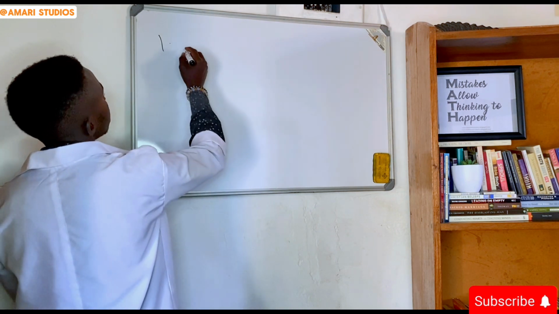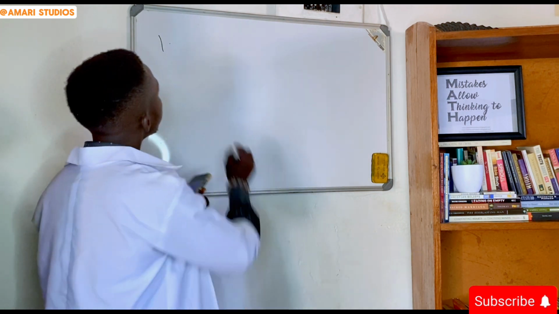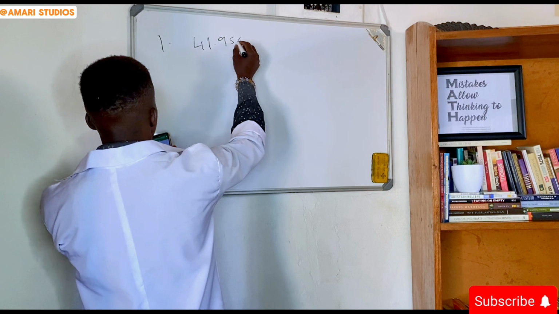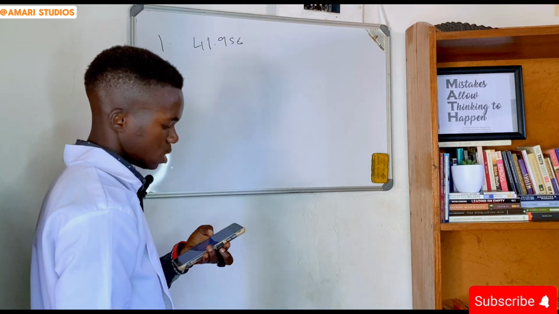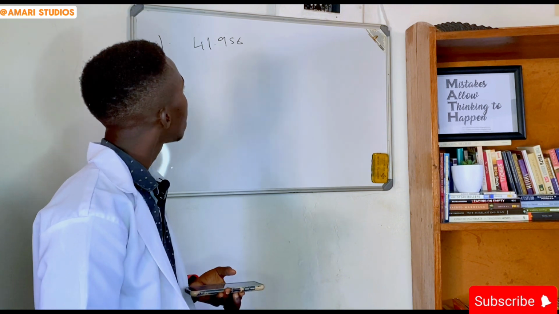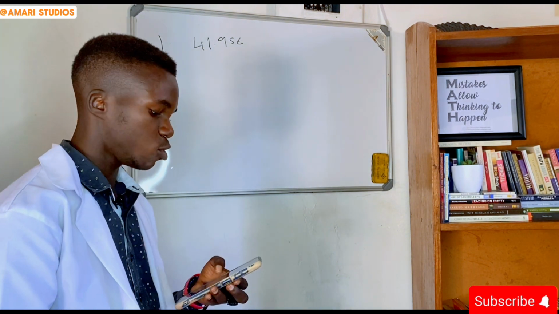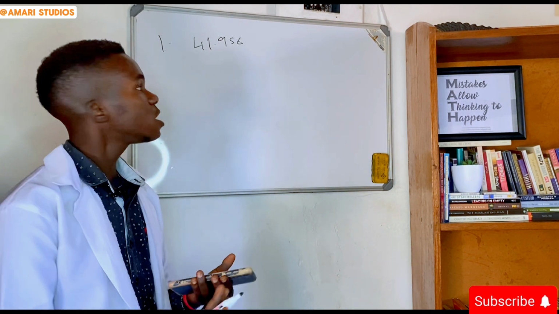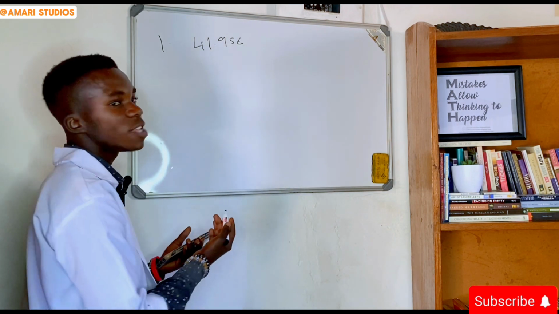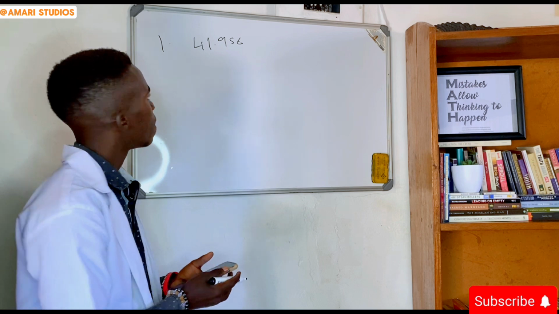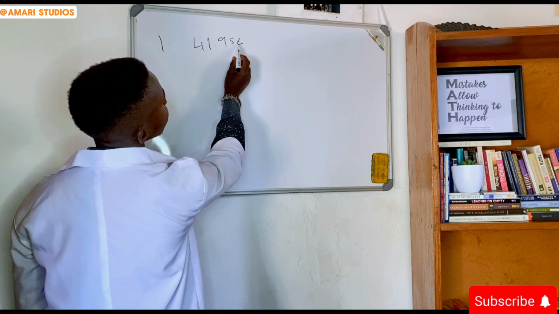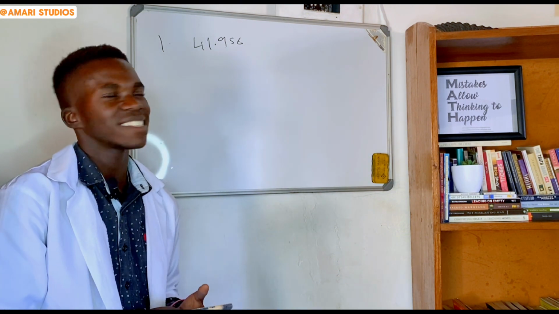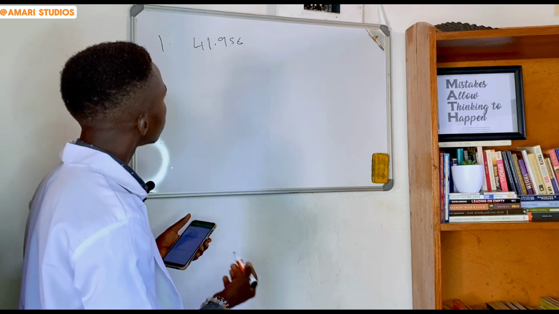So the first question reads, write 41.956 correct to 2 decimal places. The first thing that you need to consider is that when you talk about a decimal place, it's actually the numbers after the point. As you can see, 9, 5 and 6 are after the point, so we consider them to be called decimal places. And so the question is saying write it correct to 2 decimal places.